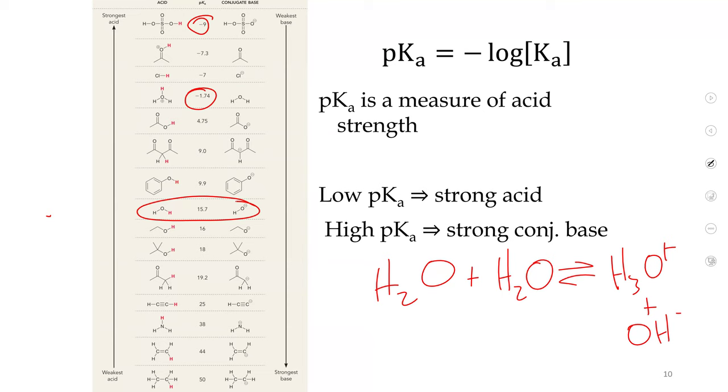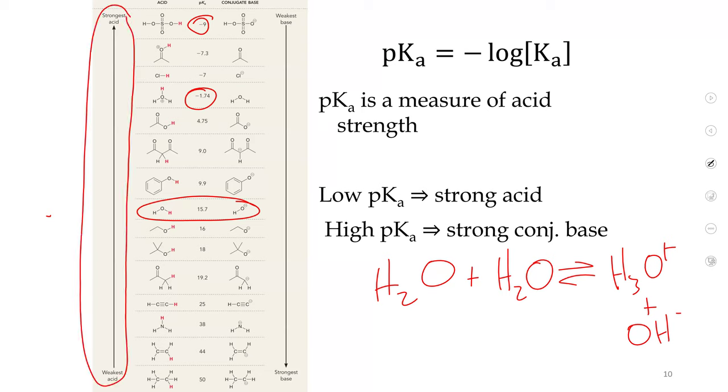The other reason why it's really helpful to have these listed in order like this is because it allows for generalizations. The strongest acids are on the left-hand side at the top. The strongest bases are on the right-hand side at the bottom. The weakest acid has the strongest conjugate base. In other words, this is stable. This is really unstable. It's hard to make it go this way, so it'll react that way instead.